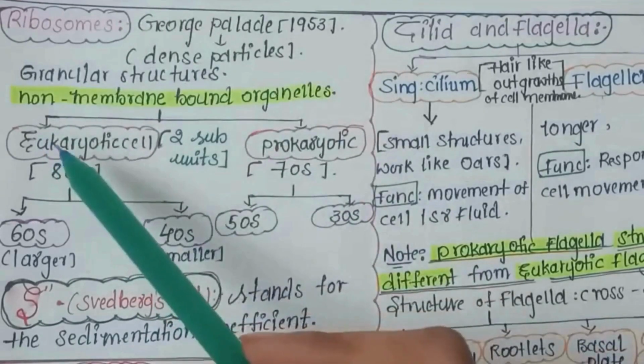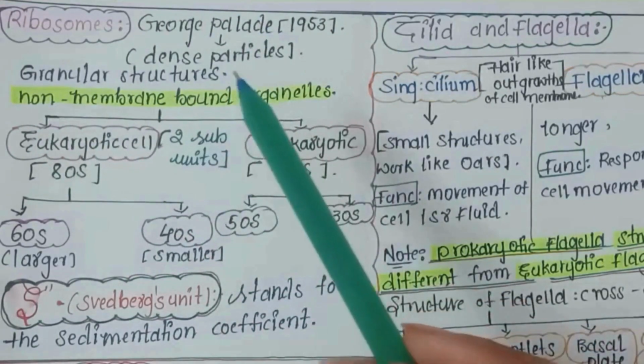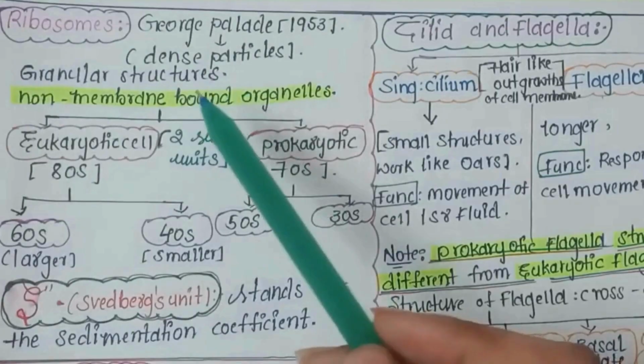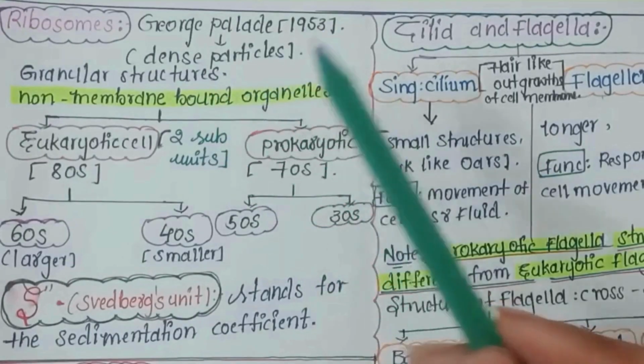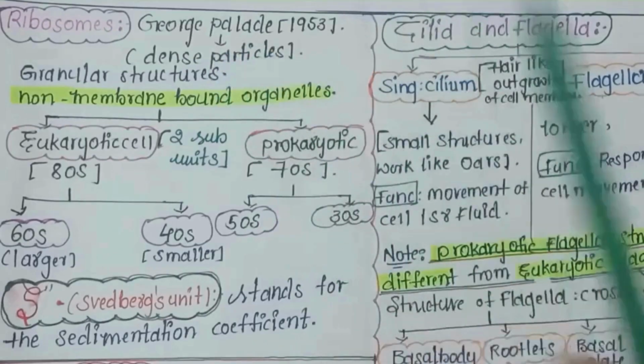Coming to the structure of the ribosomes and its functions, the ribosomes help in synthesis of proteins and translating mRNA into specific sequences of amino acids.